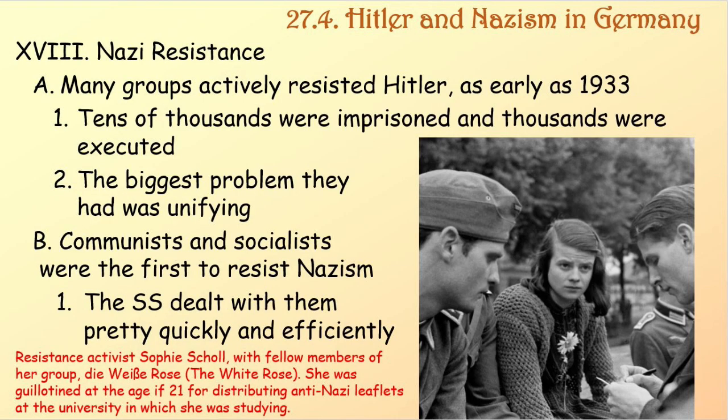Nazi resistance. Many groups actively resisted Hitler as early as 1933. Tens of thousands were imprisoned and thousands were executed. The biggest problem they had was unifying. Communists and socialists were the first to resist Nazism, but the SS dealt with them pretty quickly and efficiently.